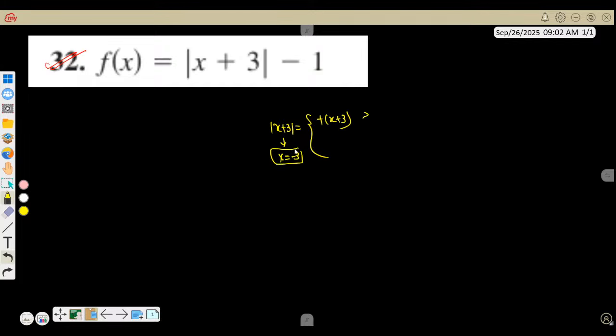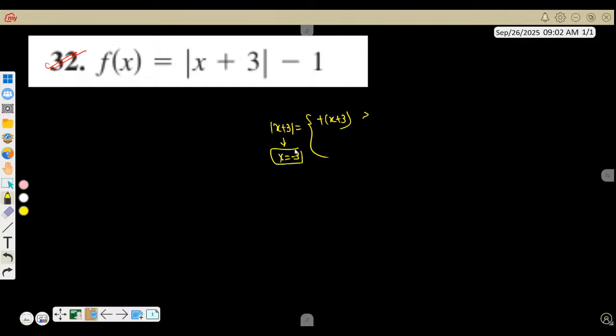Do you have any doubt in this function? So it means my given function is converted. And now finally what I have is x plus 2 if x is greater than -3, or minus x minus 4 if x is less than -3. So you got it?